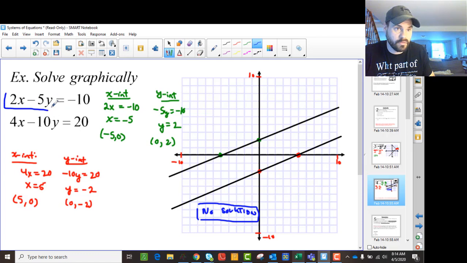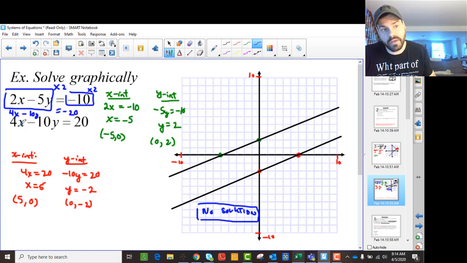So if I take this and I multiply it by 2, I'm going to get 4x minus 10y. But on this side, when I multiply by 2, I'm going to get minus 20. So what that means is I essentially have the same thing on one side, but a different thing on the other side. So these equations are parallel. They have the same slope, but they're not going to intersect because they don't have a similar point.